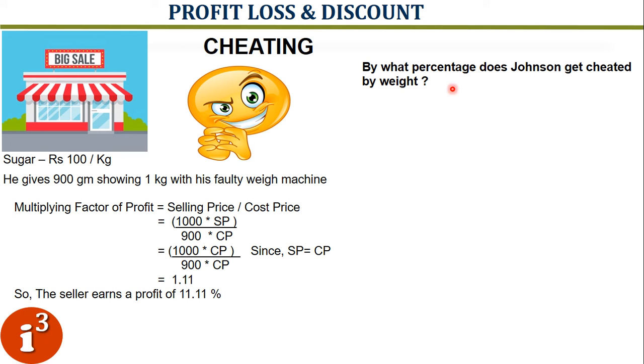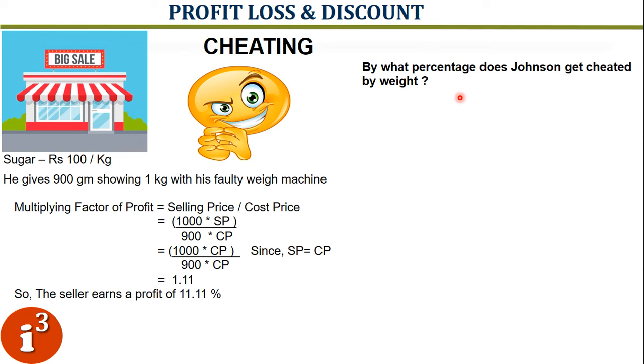Now the question is, by what percentage does Johnson get cheated by weight? Johnson thought that he is purchasing 1,000 gram, but he actually got 900 gram. So Johnson got cheated by 100 gram. But what did Johnson think that he purchased? He purchased 1,000 gram.